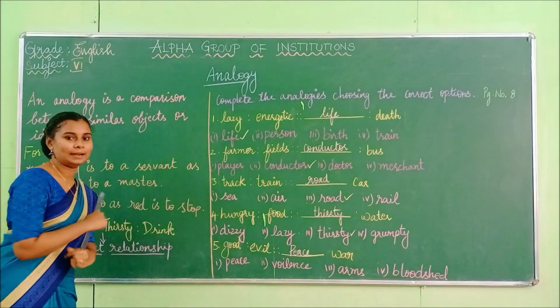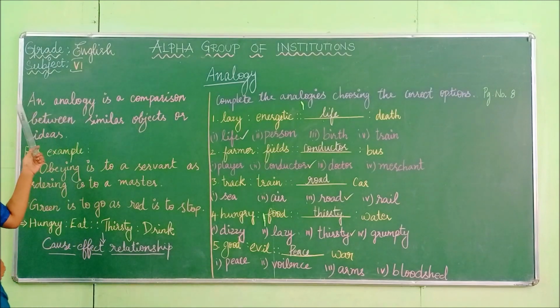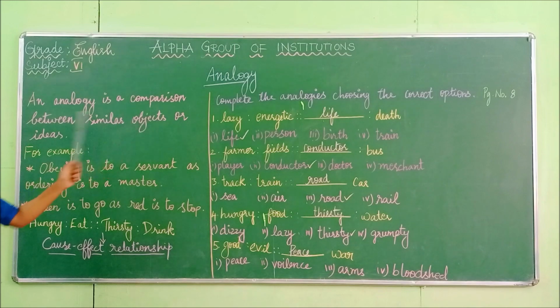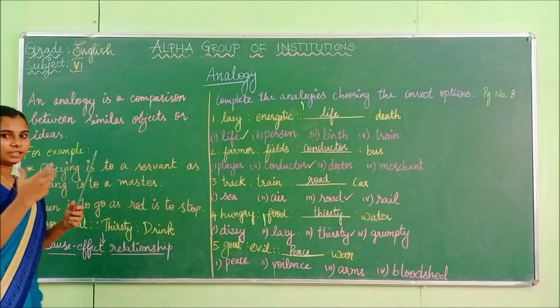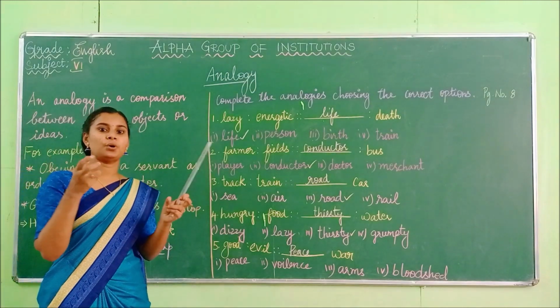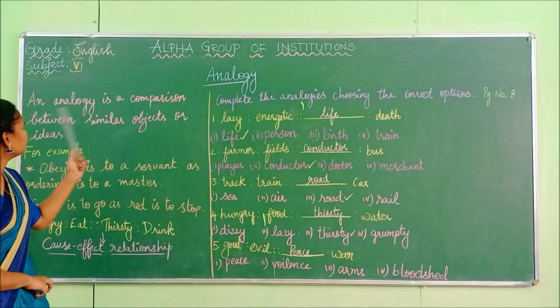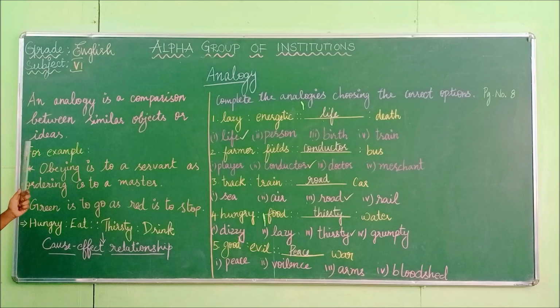So what do you mean by analogy? Here we have got the definition of analogy. An analogy is a comparison between similar objects or ideas. It's a comparison between two things in order to show their similarities or relationships. So analogy is a comparison between two similar objects and ideas.